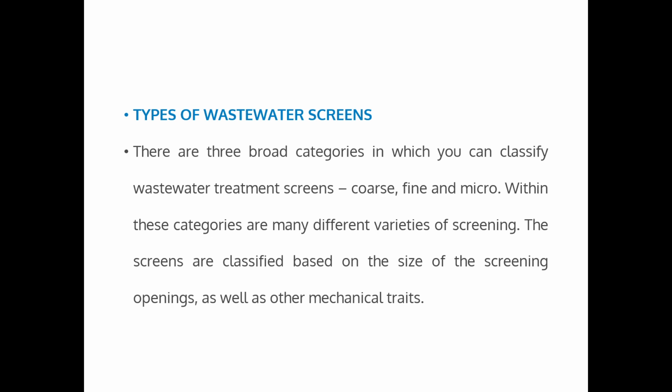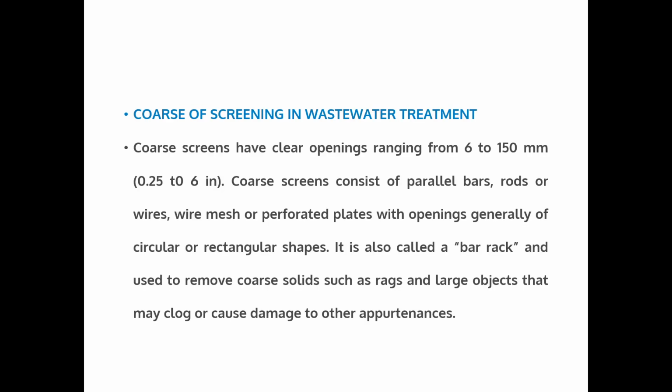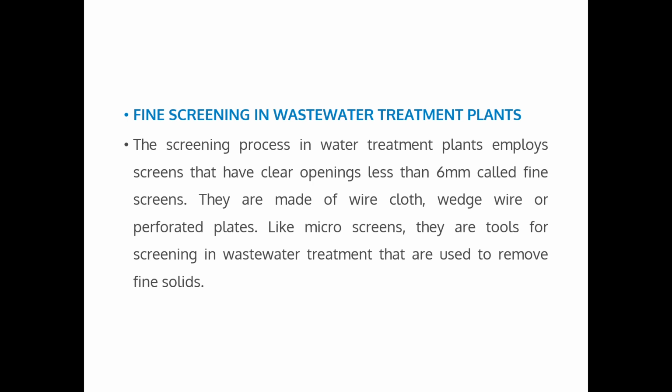Screens are classified based on the size of the screening openings as well as other mechanical features. Size is the major criterion in describing the type. Coarse screens have clear openings of 6 to 150 mm. You can have parallel bars or rods, also called a bar rack, for example.